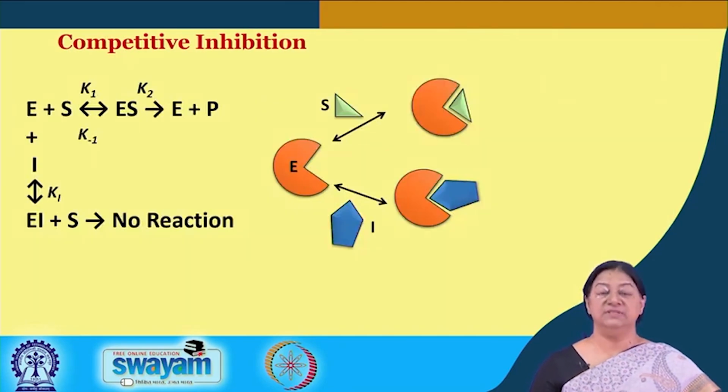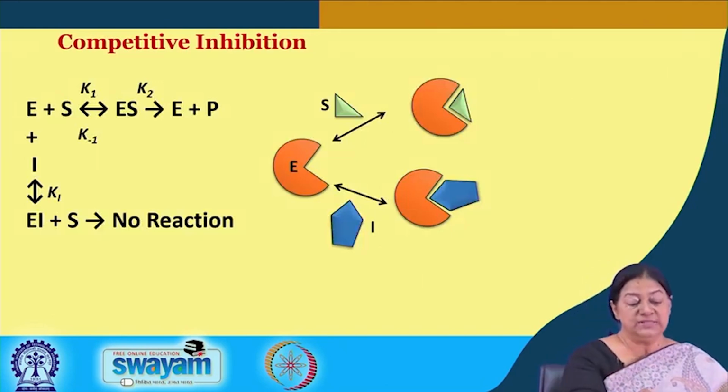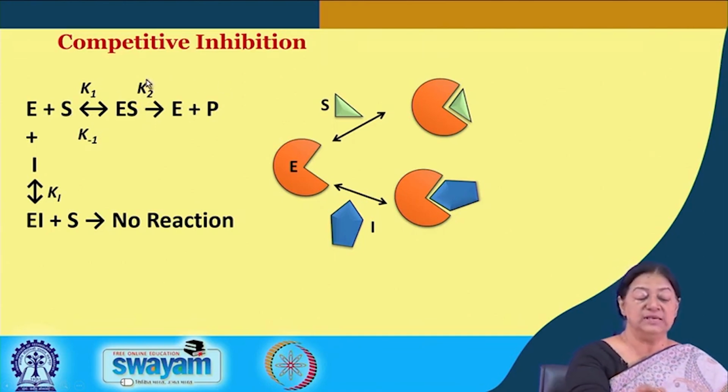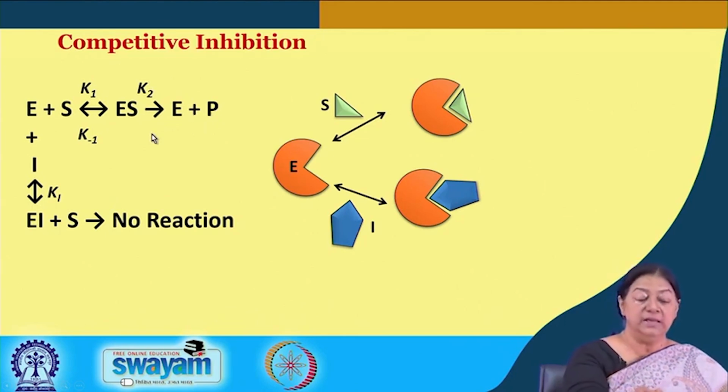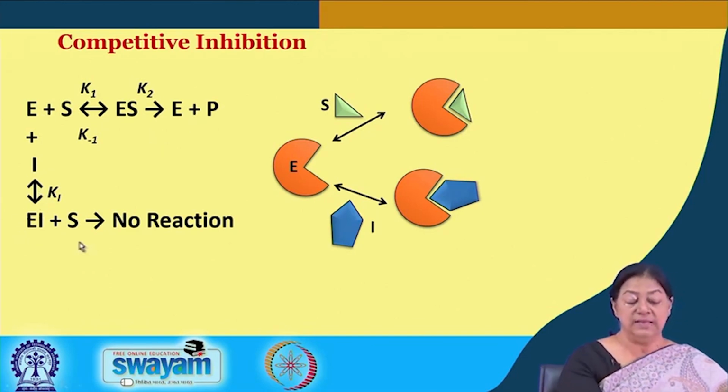What do competitive inhibitors look like? So, this is our enzyme plus substrate forming the enzyme substrate complex, that is then going to form the enzyme plus the product. So, this is our regular Michaelis-Menten kinetics, but now we have an inhibitor. The inhibitor will also bind to the enzyme and form what is called an EI. Now, when this EI is formed, then it no longer can bind the substrate.